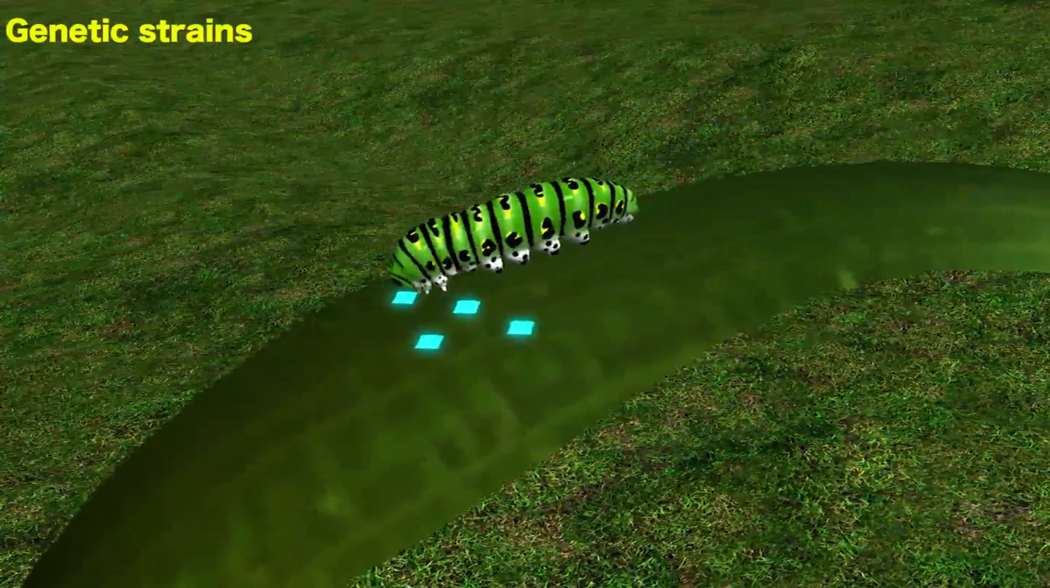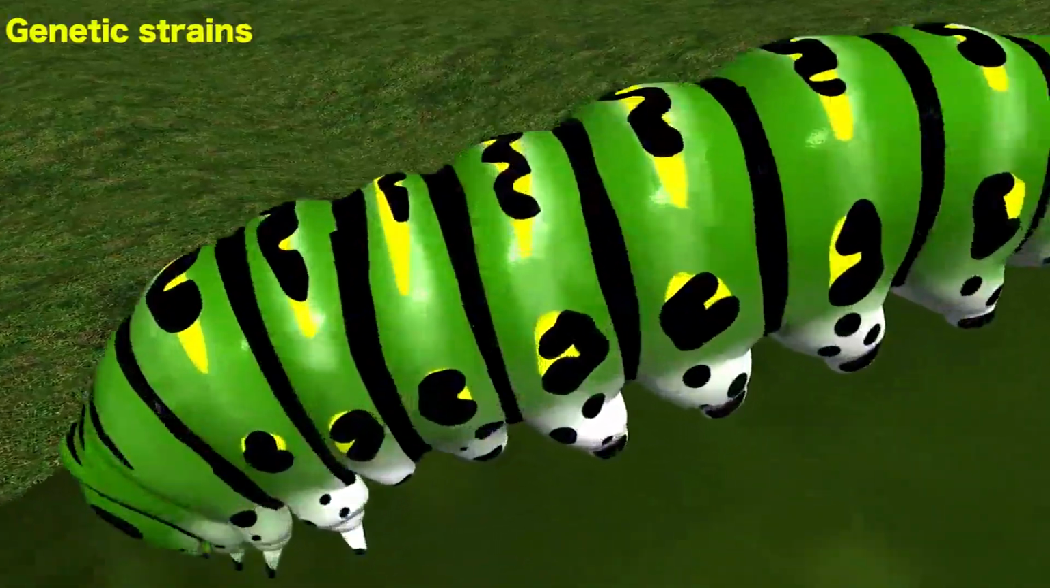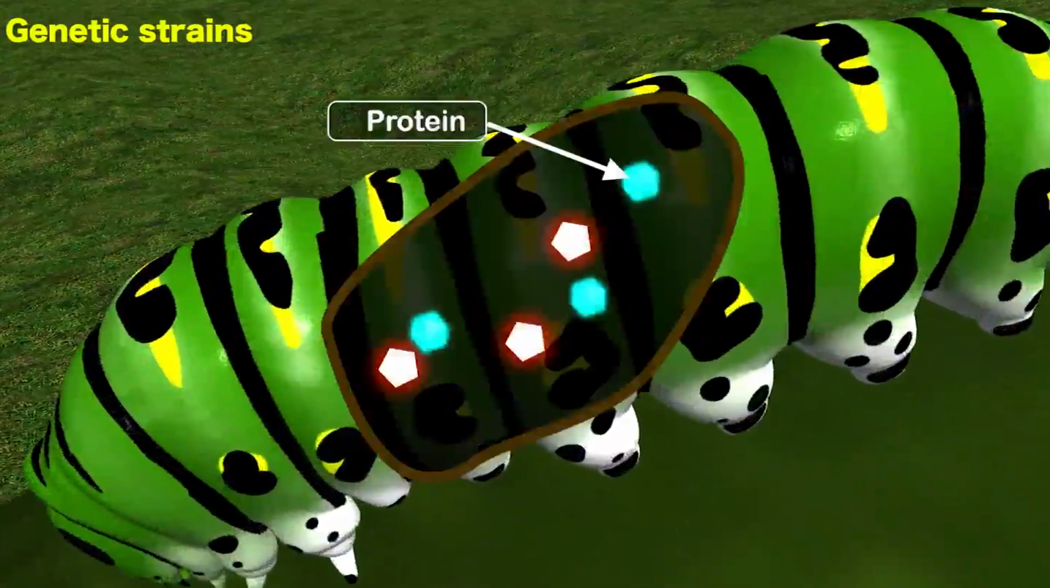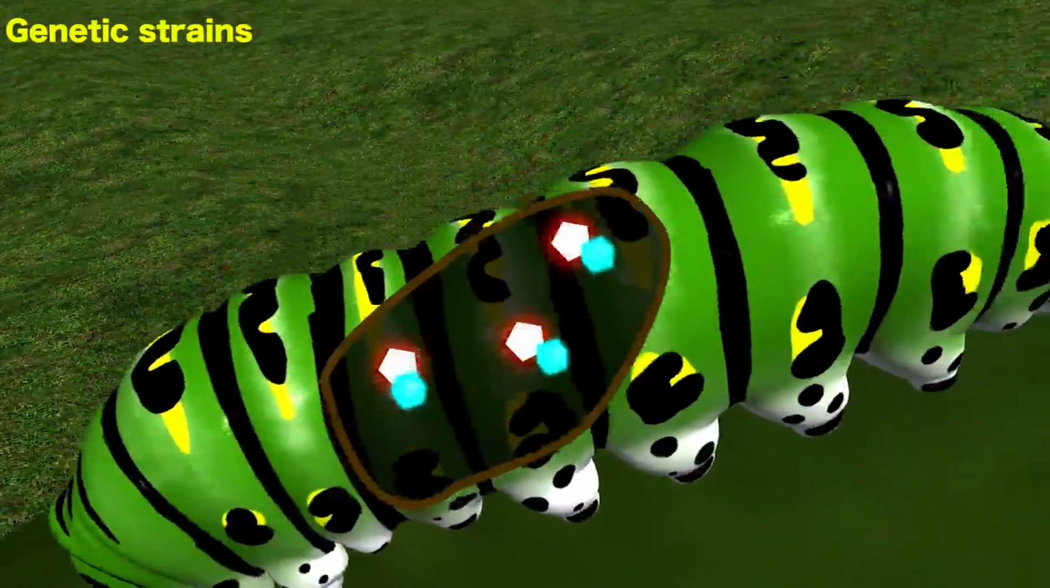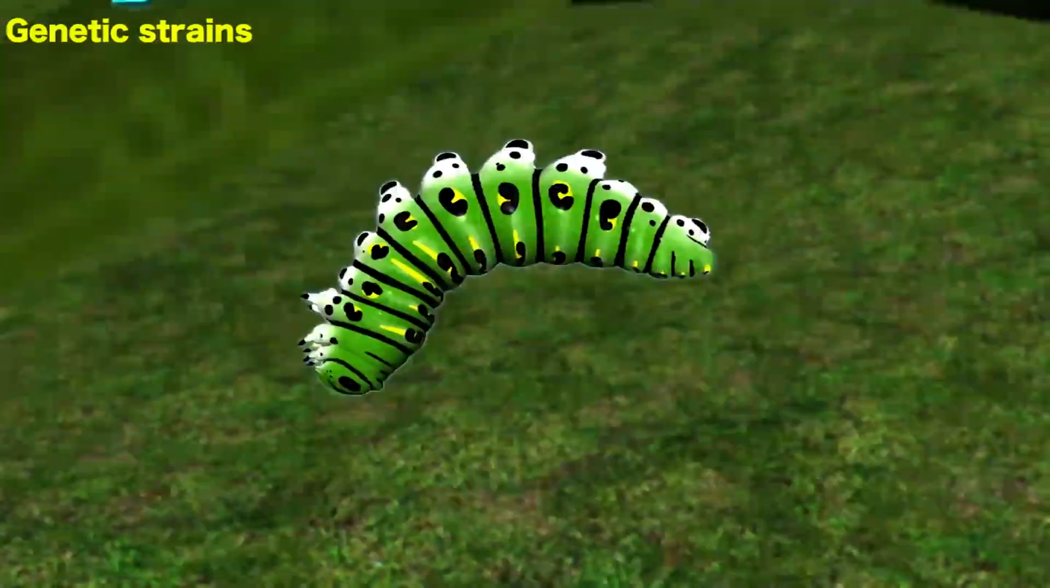When a pest feeds on the genetically modified plant, the protein binds to receptors in the gut, causing the gut wall to break down and rupture, leading to the death of the insect.